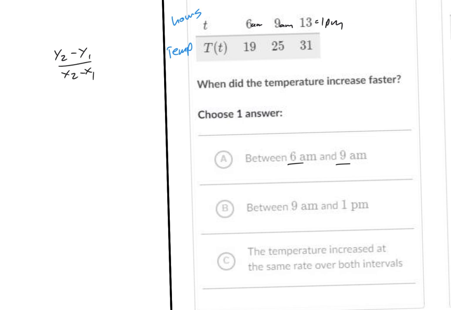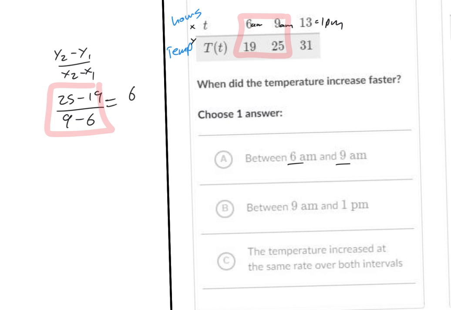So we can use this equation where these are like my x's and these are like my y's. So let's do the first interval. Let's say 25 minus 19 over 9 minus 6. And this will give me the rate for the interval, right? Because this is like my y2, y1, x2, x1. So 25 minus 19 is 6, 9 minus 6 is 3, 6 divided by 3 is 2. So the rate here is 2. So between 6 a.m. and 9 a.m., that equaled 2. And we could even give that units, right? We could say it went up by 2 degrees an hour.